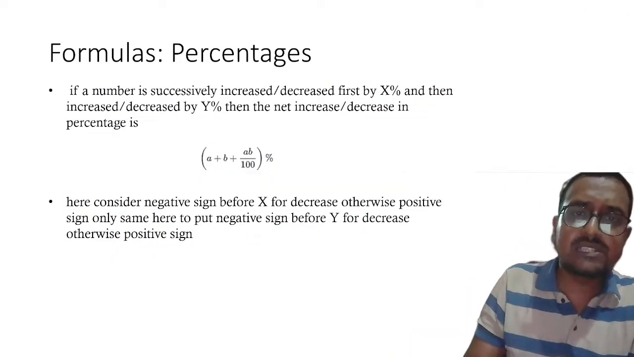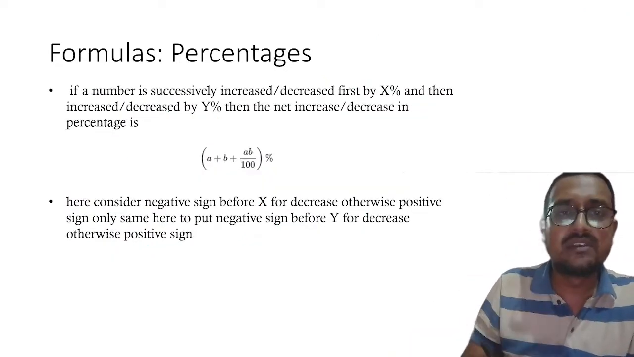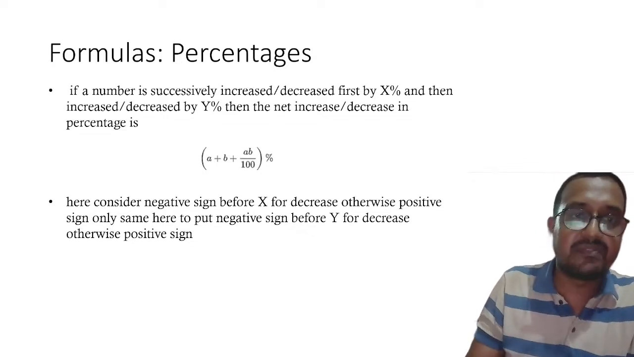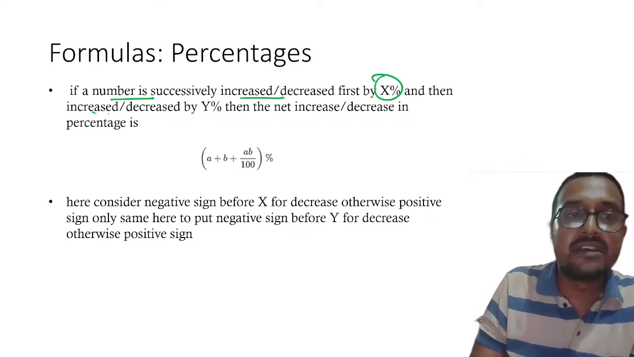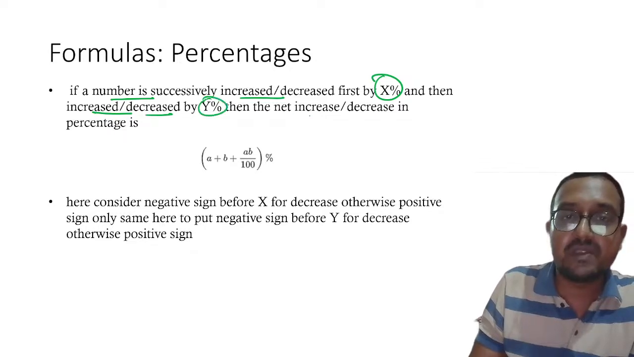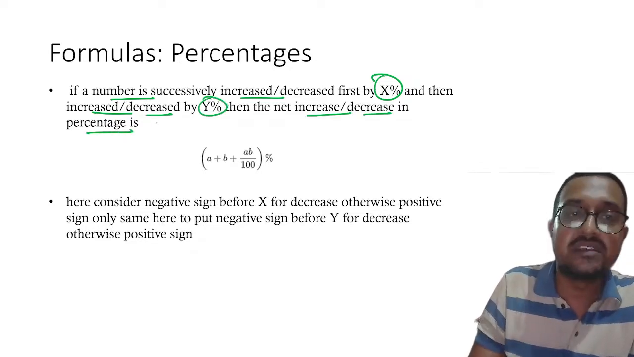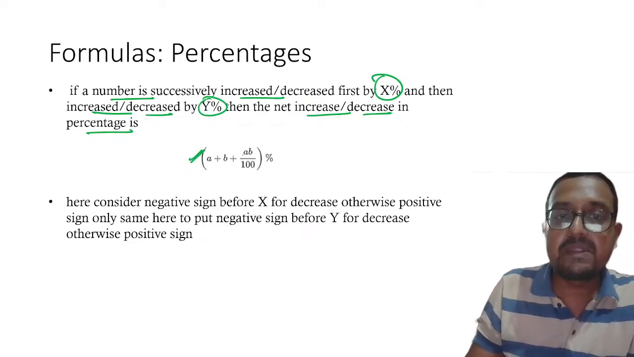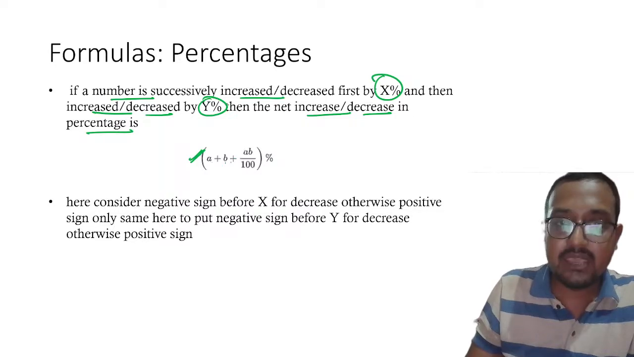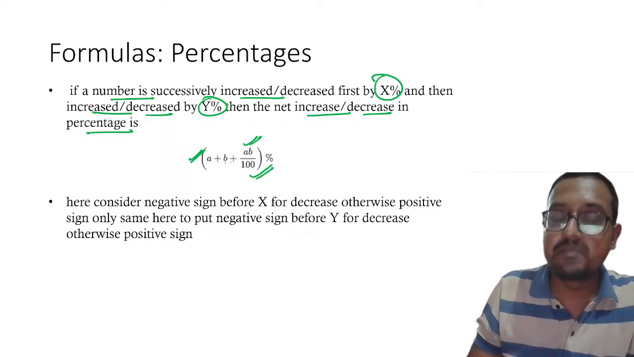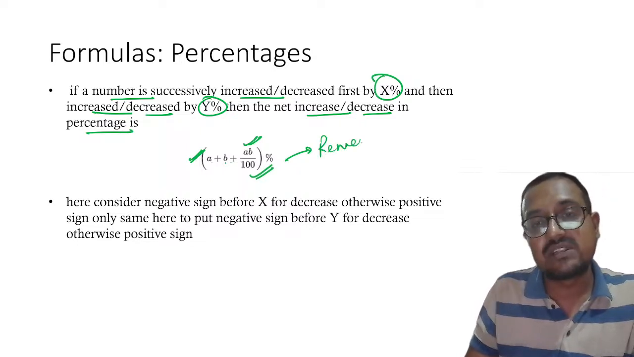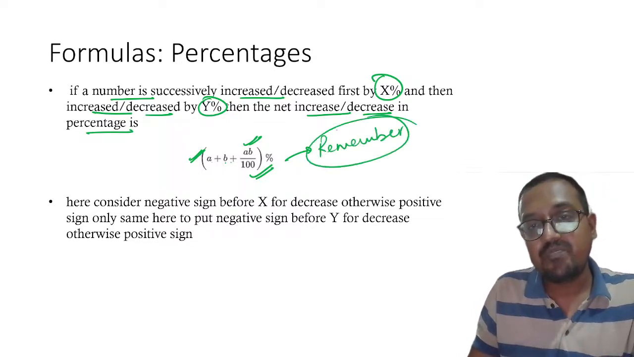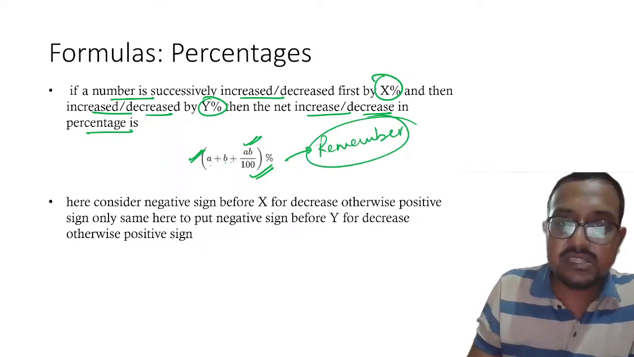My friends, this is another formula which you can use. If a number is successively increased or decreased by X%, then increased or decreased by Y%, the net change in percentage is A plus B plus AB upon 100%. My dear students, I will say that please try this as well. Please remember this formula.